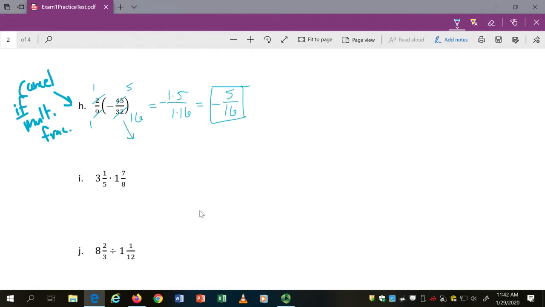You could just go straight through the work, because you could figure out, okay, well, 2 times 45 is 90. 9 times 32 is 288. Okay? And a positive times a negative is negative. But then you're going to have to work your way down by reducing. Okay, well, they're both divisible by 2, so that could become 45 over 144. Then it just gets a little trickier, because what are both of those numbers divisible by?